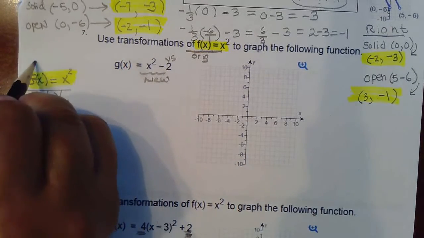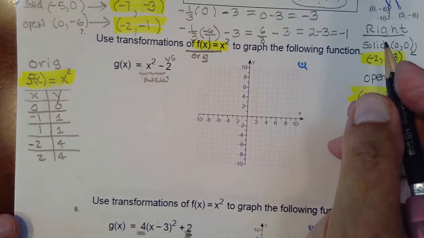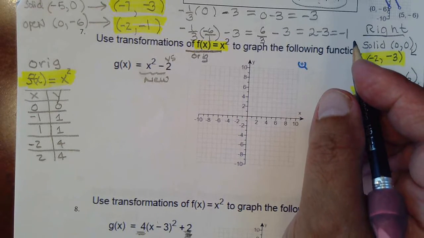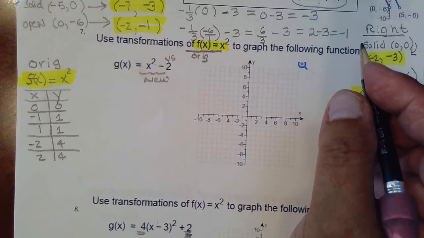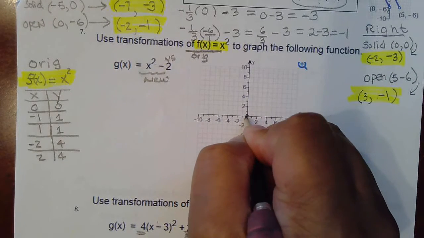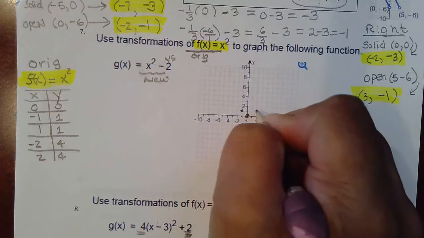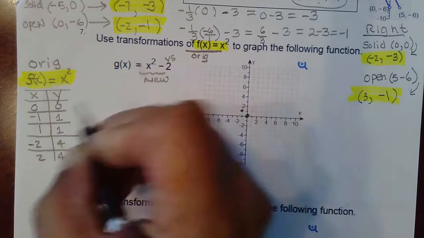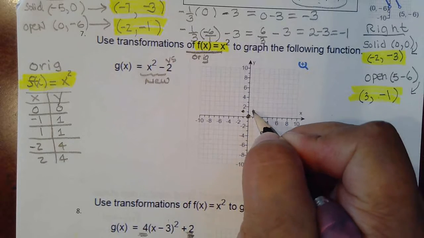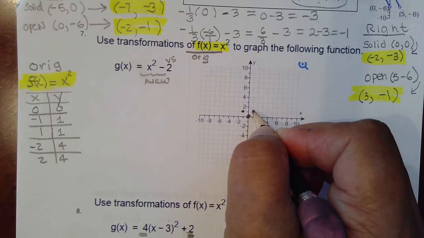Okay, this is the original parent graph. And you will graph that one and also the translated graph right on the same axes. That's what it means to show the transformation. Okay, so 0, 0 would be right here. -1, 1 would be right here. This point right here at 1, +1. Those are called symmetric points. They look like two eyeballs on either side of the y-axis.